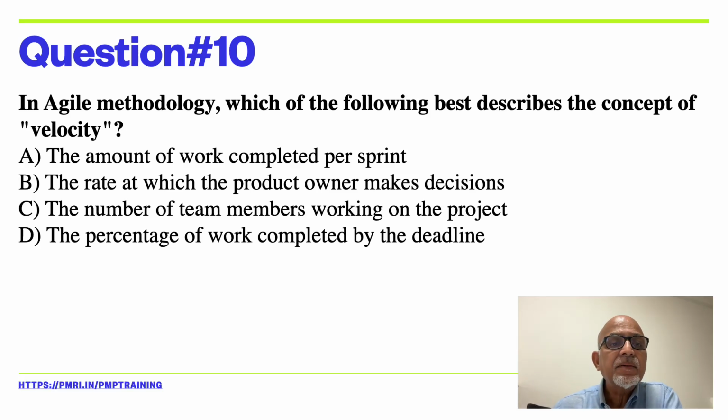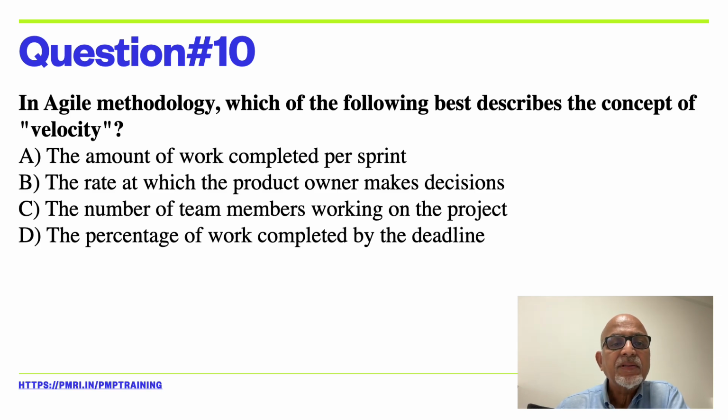Question number 10. In Agile methodology, which of the following best describes the concept of velocity? Option A, the amount of work completed per sprint. Option B, the rate at which the product owner makes decisions. Option C, the number of team members working on the project. Option D, the percentage of work completed by the deadline.